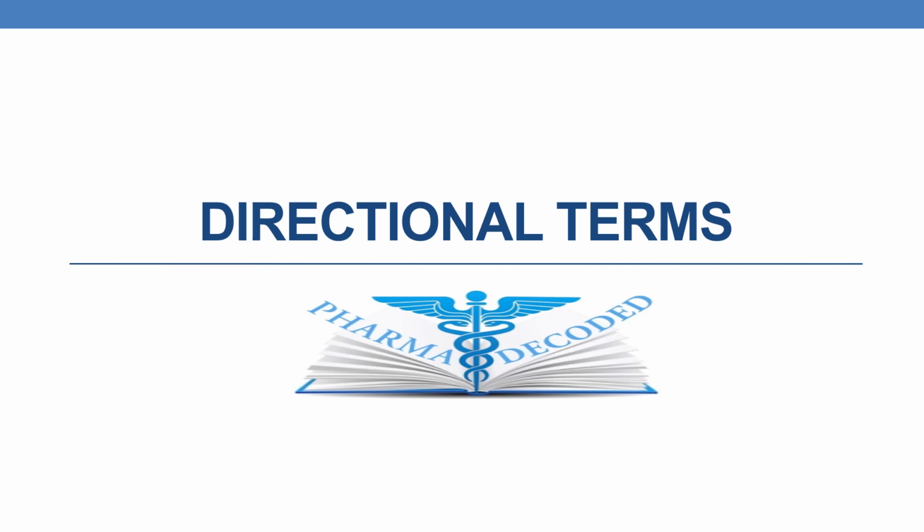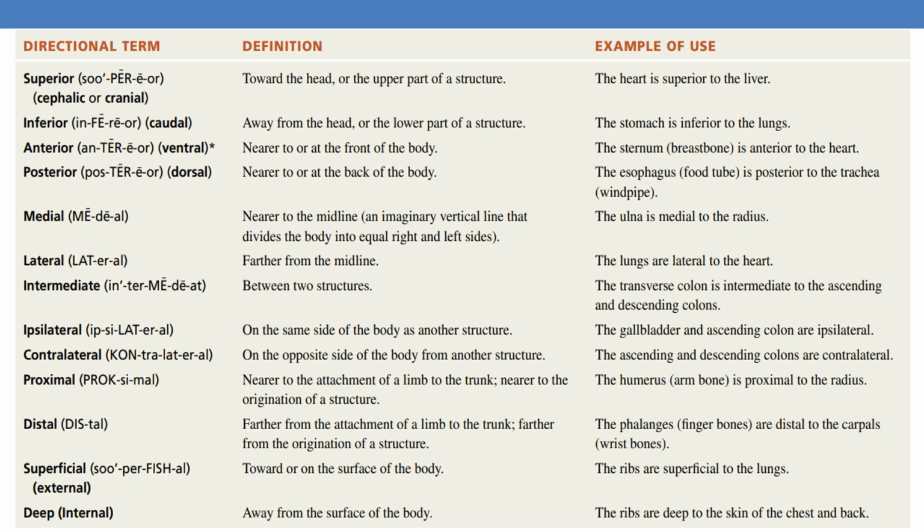Hello everyone, now let us discuss the directional terms related to the human body. The first term is superior. It is also called cephalic or cranial. The definition of superior is towards the head or upper part of the structure. For example, the heart is superior to the liver.